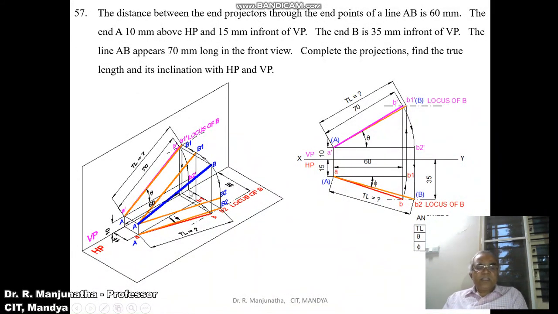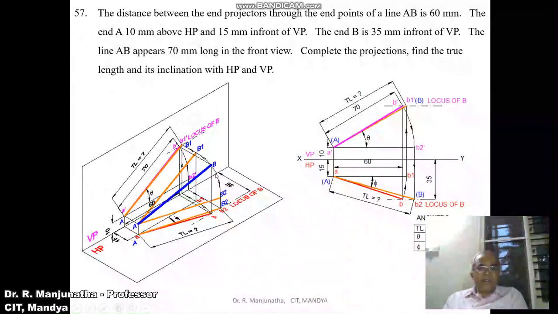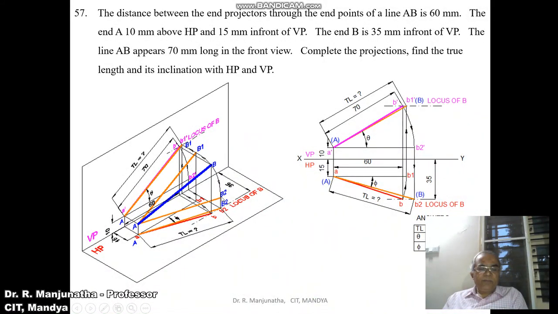Similarly, if you want to find the true length in the horizontal plane, with A as center, you rotate this B such that both B2 and A are above HP by 10 mm each. So both are above HP by 10 mm. Therefore, the line is parallel to HP. Since the line is parallel to HP, when you look from the top view, you can see the true length, which is AB2. So by rotating this, what do we get?